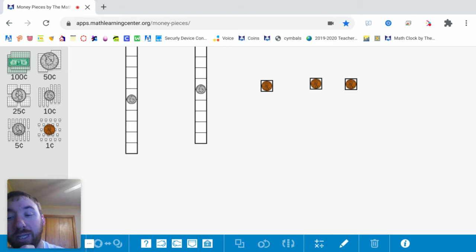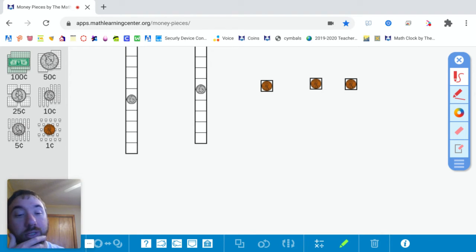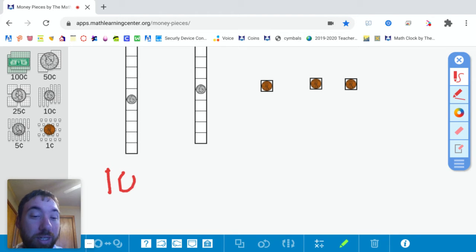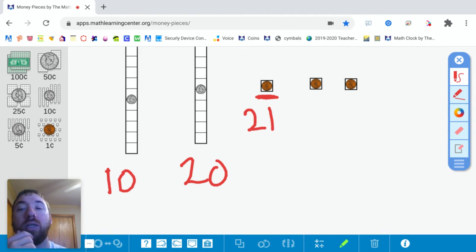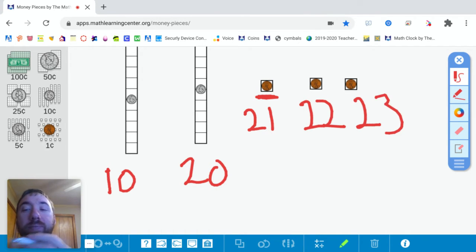So if I'm counting this, I'm going to count by my tens first. I like to start with the big number first. I think it's easier. 10, 20. But when I get to this next one here, I don't count 30 because that's only worth 1. So you have to add 1 more. What is the next number after 20? 21, 22, 23. So my answer was 23 cents.